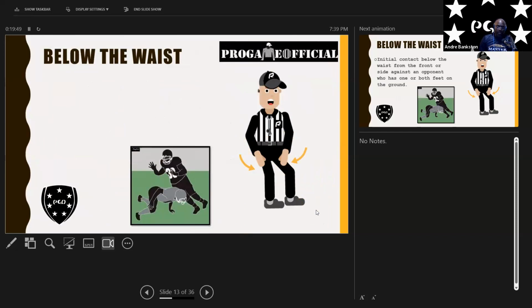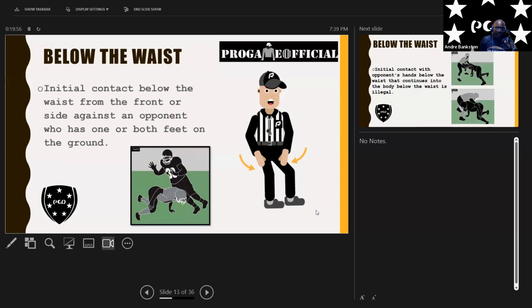So let's talk about blocking below the waist. Initial contact below the waist from the front or side against an opponent who has one or both feet on the ground. That means if the opponent jumps in the air and I hit them in the legs, that's not blocking below the waist, because they're in the air, they're free game. But if their feet are touching the ground, I can't block from the waist down.